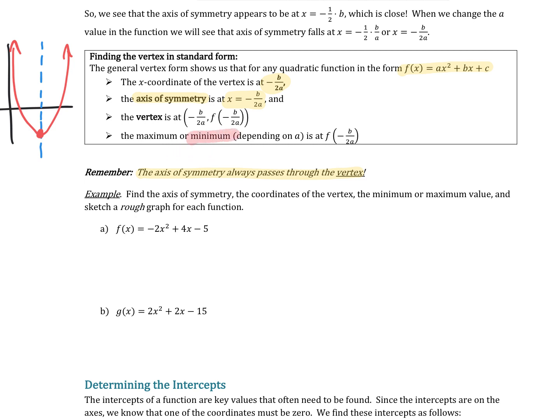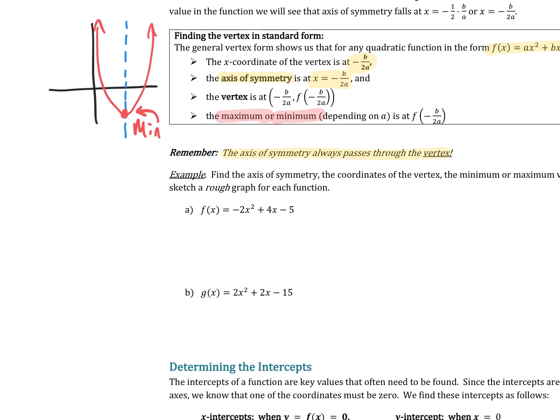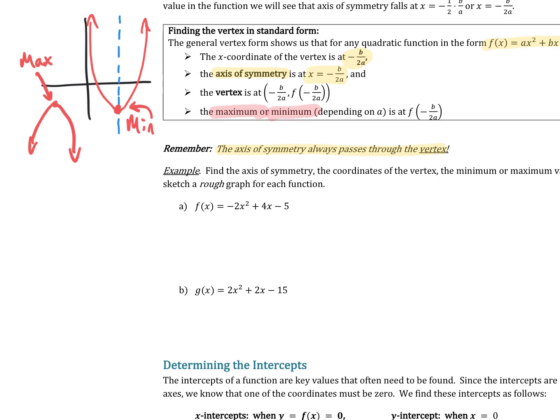Okay, a minimum would be the lowest point, like this graph has a minimum. If a parabola is upside down, it will have a maximum. So maximum or minimum depending on the a value, all right? So this graph right here has a minimum, and if we had a different parabola that was upside down, this here will have a maximum. That's the highest point on this parabola. This has the lowest point at the vertex. Always happens at the vertex.